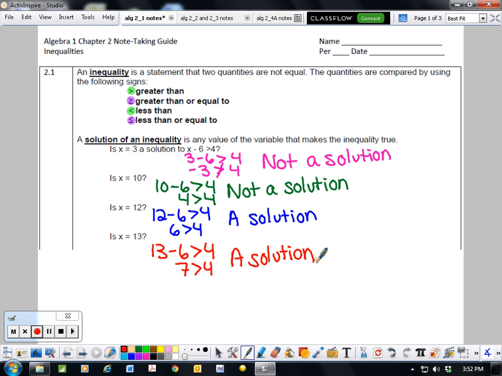And all my work here is justification of my answer. Why is my answer solution or not a solution? If I don't have that justification, then a teacher has no way to establish whether you really understand what's happening here, or whether you are just putting out an answer, solution or no solution, and praying to the heavens that it's correct. So always show your work and justify your answer, so that if there's something going on, we can help you fix that.